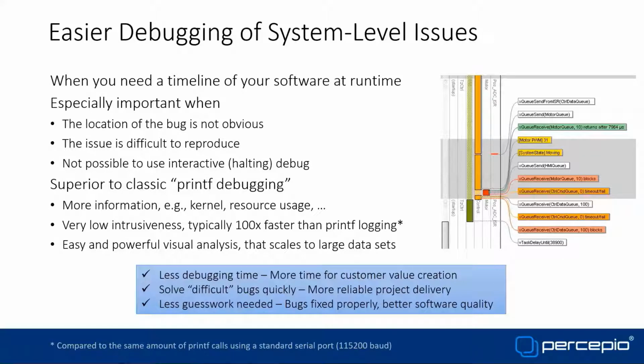While many still use printf debugging in such cases, visual trace diagnostics is a superior alternative. The logging is much less intrusive, about 100 times faster than a printf over a serial port, which allows for logging much more information, also from the RTOS kernel. And the data is easier to analyze, even for large datasets, thanks to the powerful visualization. This means less debugging time and more time available for customer value creation. And with better ability to solve complicated bugs, you reduce the risk of project delays, or having to work 100 hours per week to make the deadline.